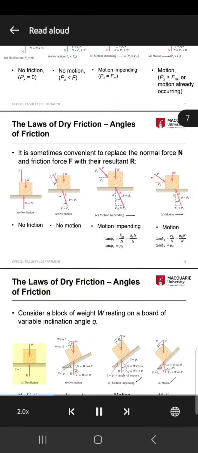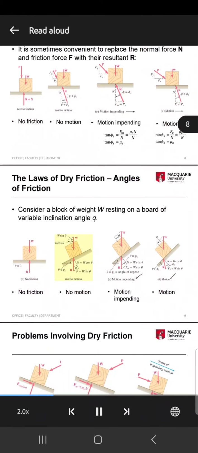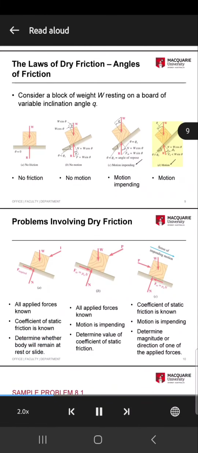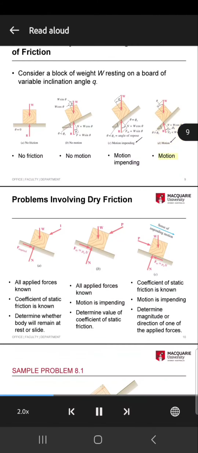Motion. The laws of dry friction, angles of friction. A block with weight W is positioned on a horizontal surface. No friction, theta equals 0. A block with weight W is positioned on an inclined surface. No motion, phi less than phi_s, N equals W cos theta, F equals W sin theta. Motion impending. Problems involving dry friction.